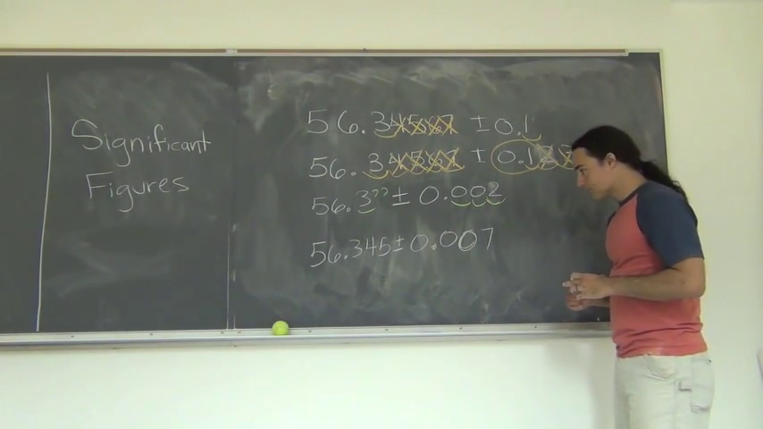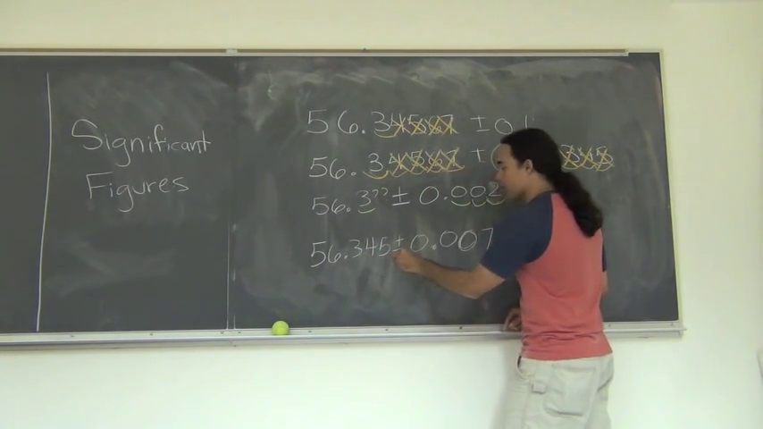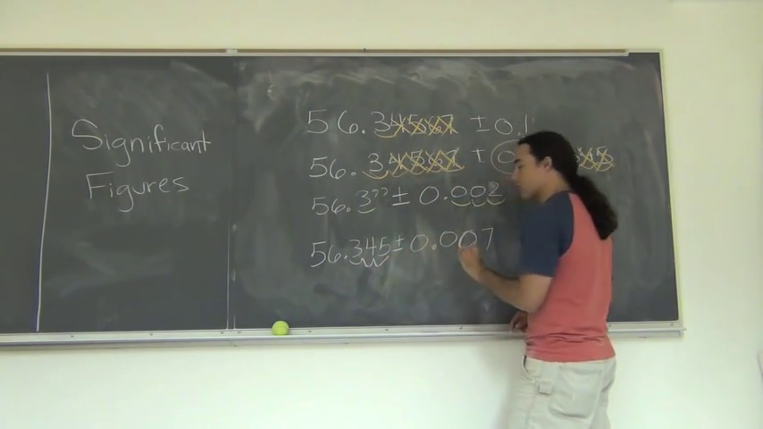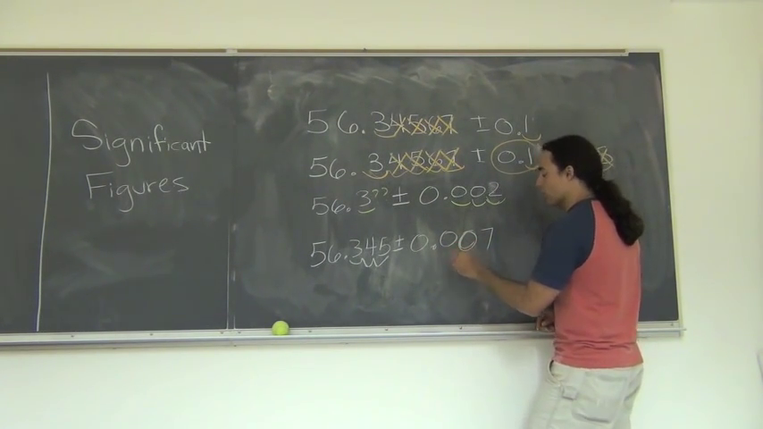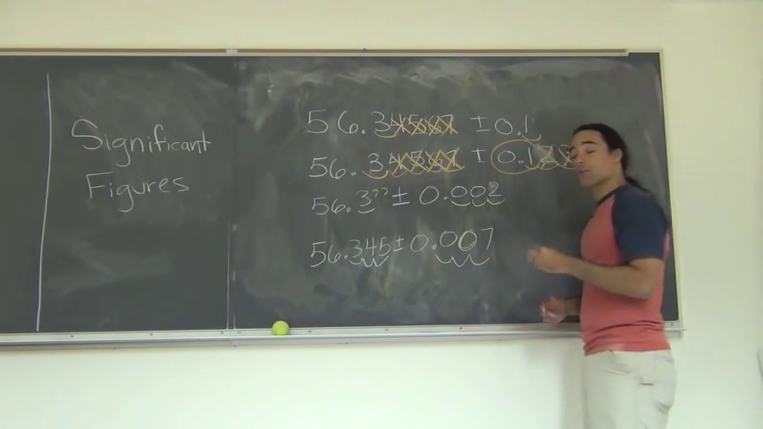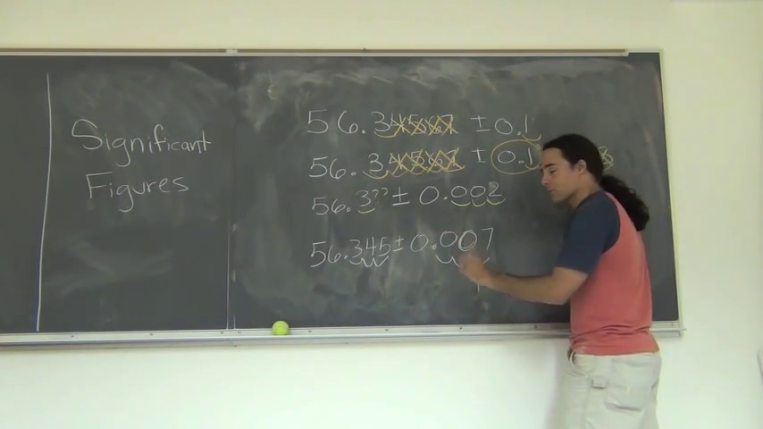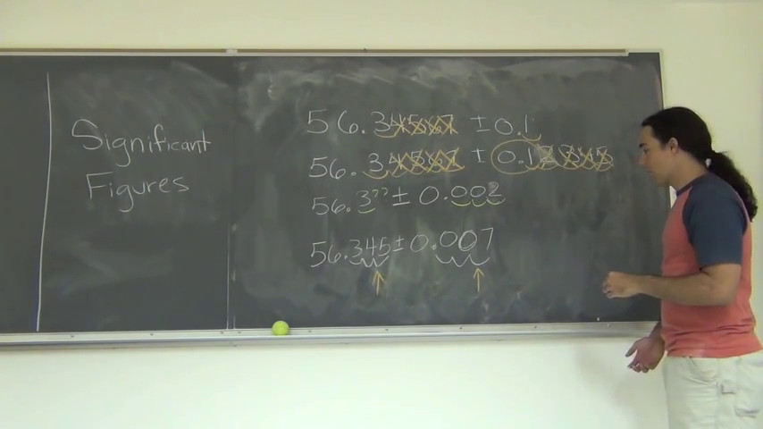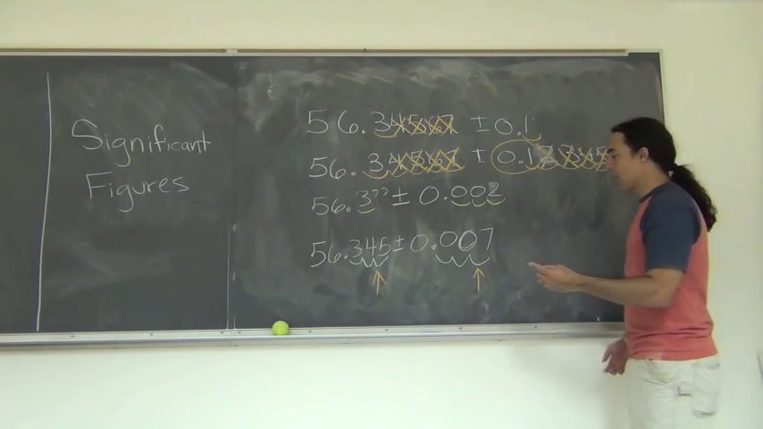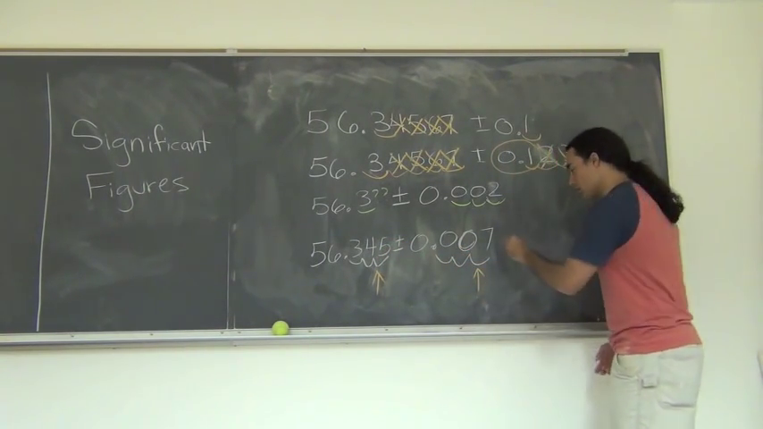Here's another one. Let's say 56.345, got 3 spaces after my decimal point, 0.007, 3 places after my decimal point. This is the third spot after the decimal point, and this is the third spot after the decimal point. I look at there, they match up. I don't have any extra uncertainty out here. My uncertainty is in the 5. This one is good.